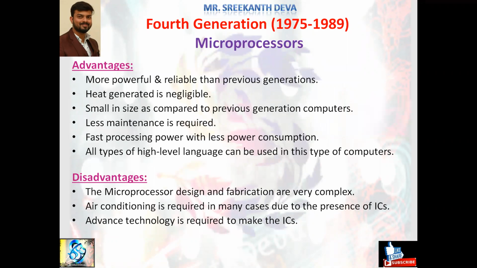There are several advantages and disadvantages in the fourth generation: more powerful and reliable than previous generations, small in size, cost of operation very low. A fan is used for heat discharging, and to keep it cool some heat sinks are added in the motherboard. Heat generation was negligible, fast processing power with less power consumption. Compared to previous generations, air conditioning is not required that much, but if it is there, well and good.